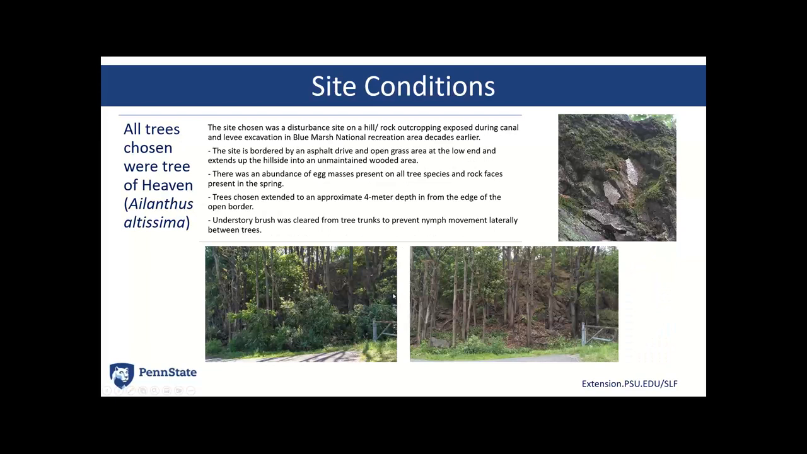So the site that we chose to do this at, it's a disturbance site, a classic Ailanthus site, very poor soil. It was cut through to make a levee. And you see, we cut out the vegetation so that we didn't have the insects being able to move back and forth along the brush, and wanted to focus them on the trees.